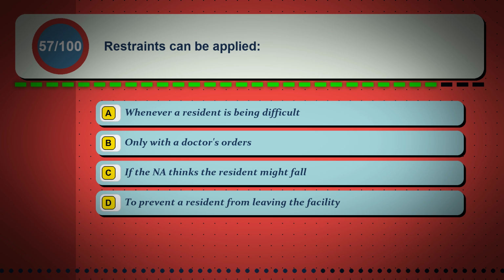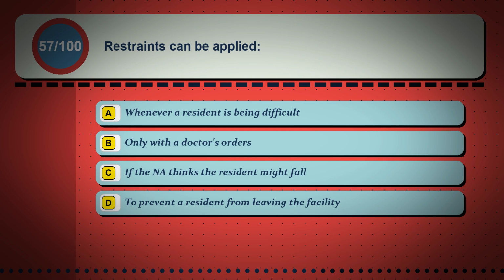Question 57. Restraints can be applied: Option A, whenever a resident is being difficult. Option B, only with a doctor's orders. Option C, if the NA thinks the resident might fall. Option D, to prevent a resident from leaving the facility.